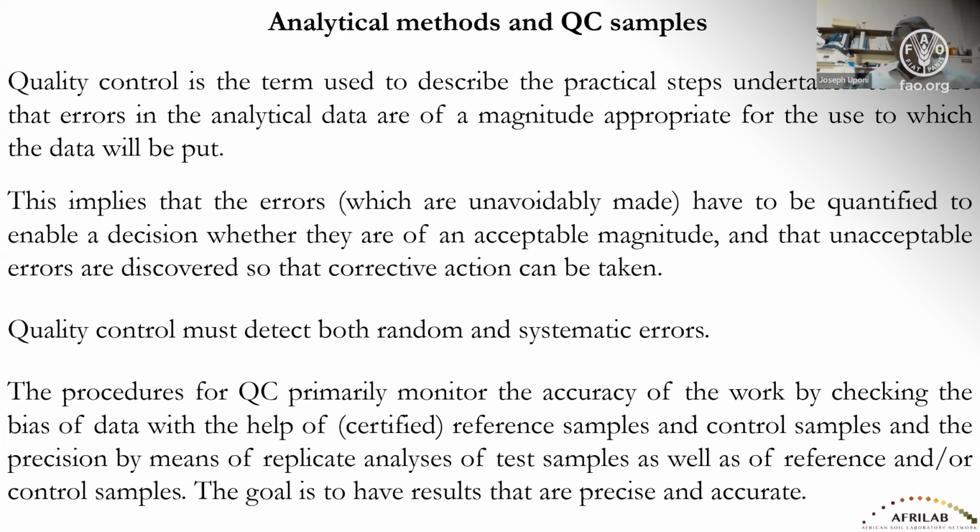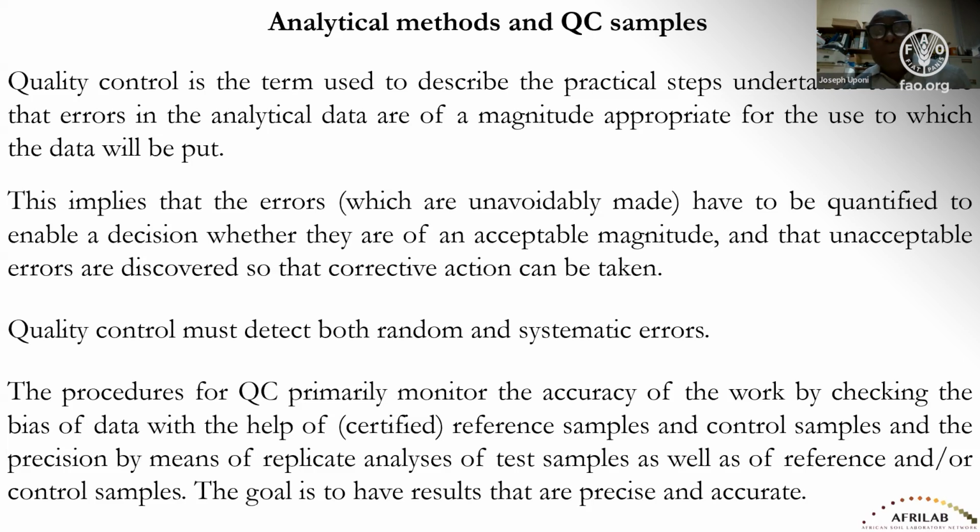The control measures must be able to detect both random and systematic errors. Random errors are inherent in every measurement that we make. But systematic errors are usually within our control. They result from the way we actually carry out the procedures.